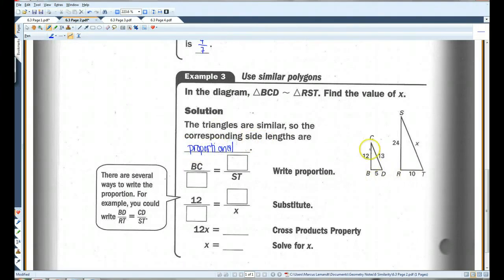Which means that BC corresponds with RS, and ST corresponds with CD. I'm going to substitute things for this. BC I know is 12. RS is 24. ST is x, CD is 13. Let's cross multiply. I have 12x, 24 times 13.